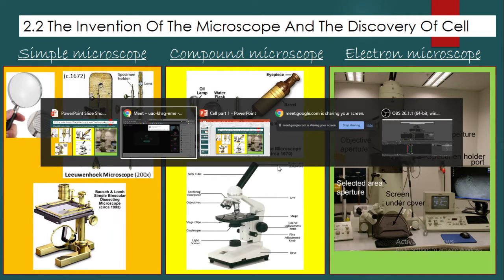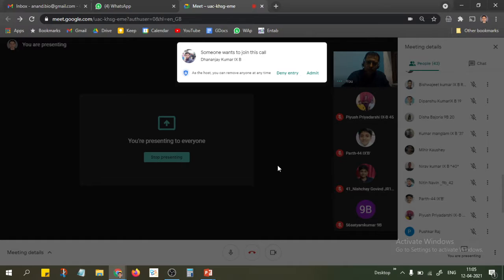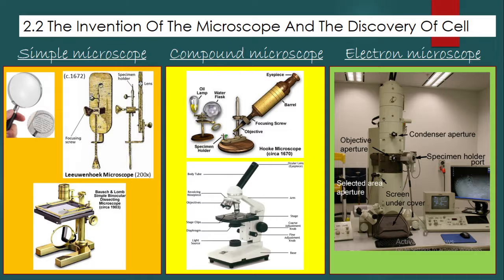And how many mirrors may be present? One mirror. It may or may not be present, but if it is present, one mirror is sufficient. What is the nature of the mirror? Concave mirror.